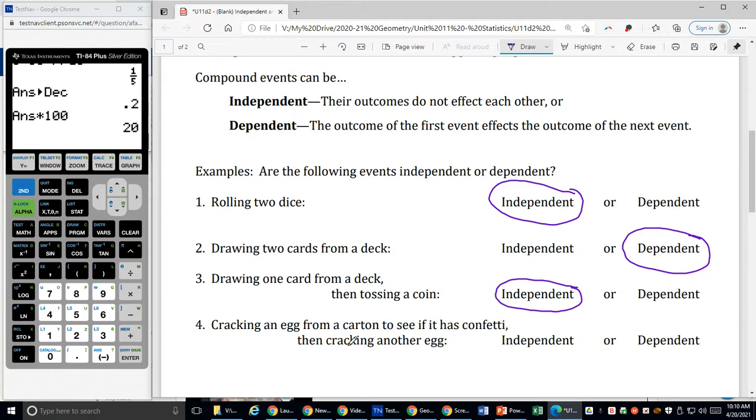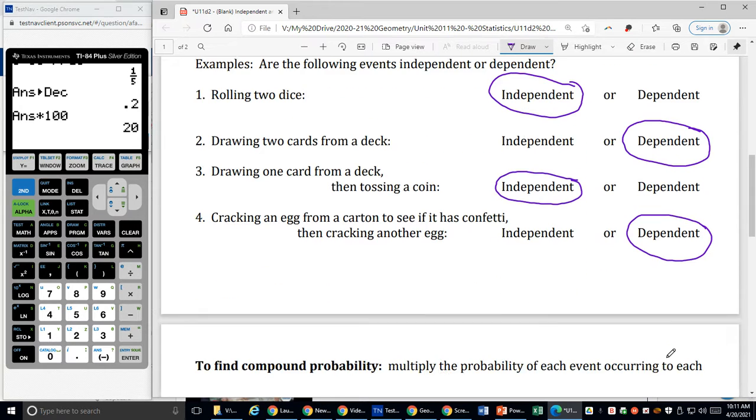And then cracking an egg from a carton to see if it has confetti. So if you have a bunch of confetti eggs and some of them, let's say, are defective and for some reason don't have confetti in them. When I crack the first egg, now there's less eggs in the carton. If I start with a standard carton of 12, when I open the first one and see it does or does not have confetti in it, then the next egg I take, there's less eggs to choose from now. So my total has changed, which means it's going to be dependent.